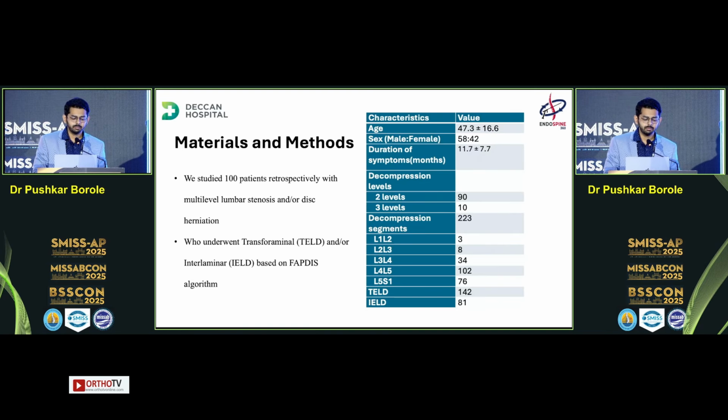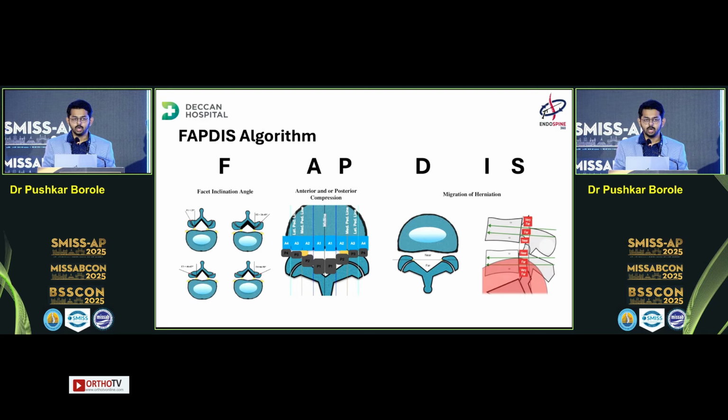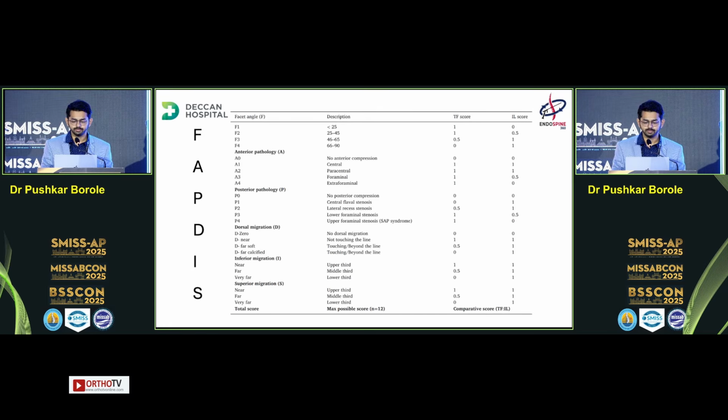So we studied 100 patients retrospectively with multi-level lumbar stenosis and disc herniation who underwent transforaminal and interlaminar decompression based on the FEBDIS algorithm. A brief description of the FEBDIS algorithm: facet inclination is divided into 4 types. The anterior and posterior pathology are again classified into 4 types. Dorsal, inferior, and superior migration are as shown in the figure.